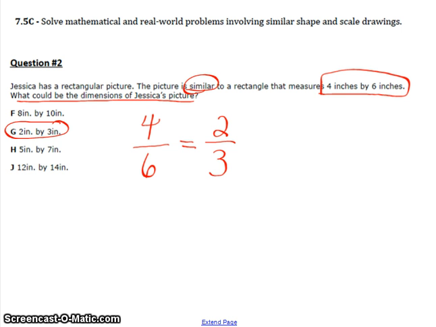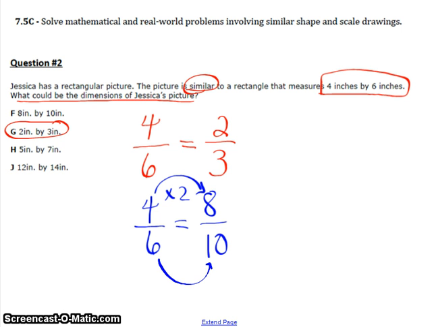Now, you have another way that you can solve these, and that is by setting them up equal to each other. The answer choices equal to your original ratio. 4/6 is equal to 8/10, and then scale to see if they are equal. I know that 4 times 2 is equal to 8, but 6 times 2 does not equal 10. So this could not be my answer choice.